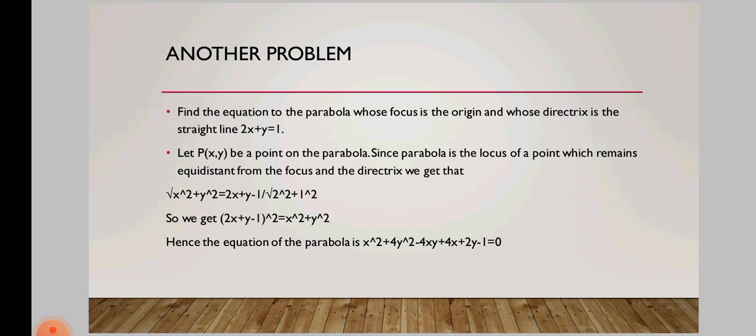Now equating these two and squaring, we get (2x plus y minus 1) whole square is equal to x square plus y square. So the equation of the parabola will be x square plus 4y square minus 4xy plus 4x plus 2y minus 1 is equal to 0. So in this way, we study the parabola and we can solve many other problems.